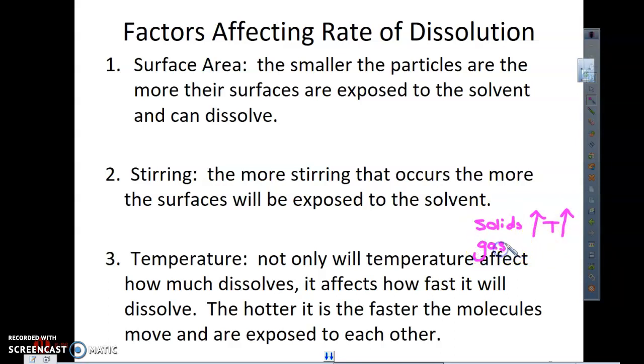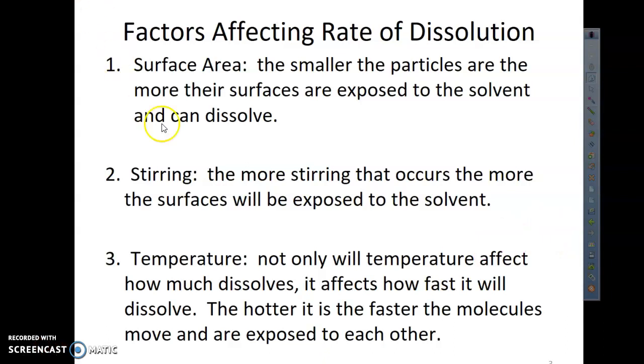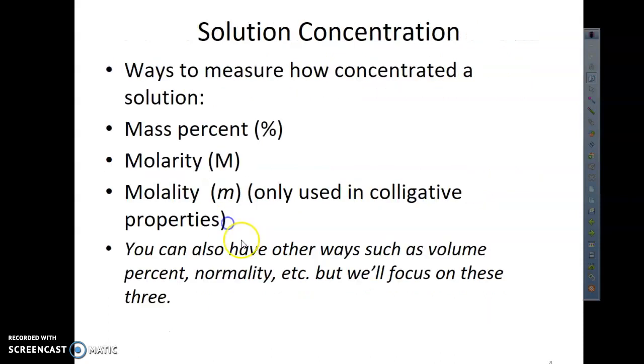Gases actually have the opposite effect. Less gas will dissolve when the temperature goes up. So if you have ever had your pop out on a hot day, it goes flat a lot faster than it would if you had popped it open on a cold day. Of course, you've opened it, so the pressure's off too, Henry's law, but also temperature affects that. So we'll look at that on a worksheet as well.